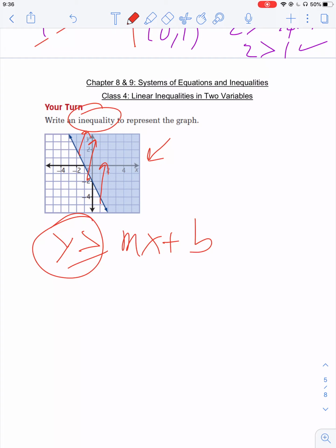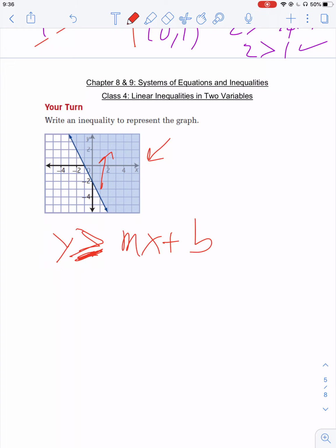First of all, make sure that your inequality is not strict. Make sure that there's an equal sign. Why? Because your line is not dotted. So the equal sign has to be there. Secondly, because the region is on top of your line, it has to be greater than. So this piece of information is really easy to figure out.